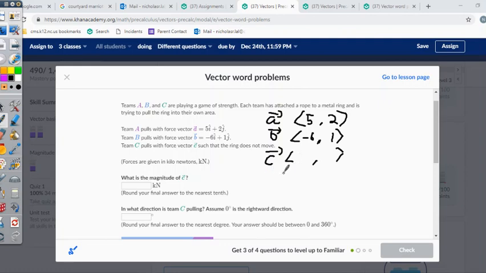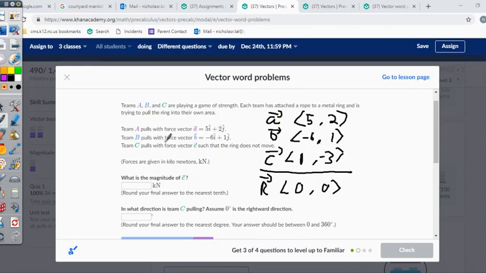the day, nothing's moving. So our resultant vector, I'll just call that vector R to name it, is going to have a vector of 0 and 0. So we need to figure out what vector C is. So 5 plus -6 is -1, and in order for our resultant vector to have a horizontal component of 0, this must be +1, because 5 minus 6 plus 1 is 0. This must be -3, because 2 plus 1 is 3, minus 3 is 0. So these are the components for Team C.